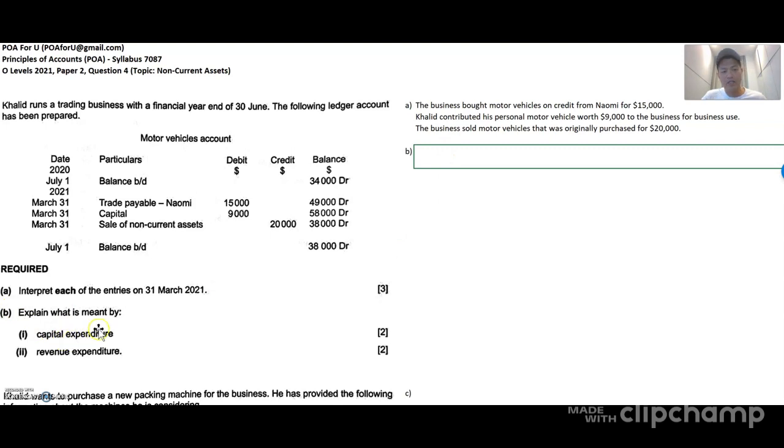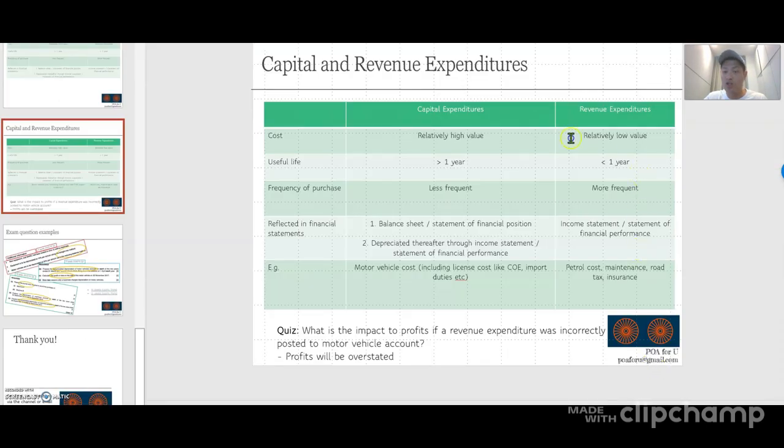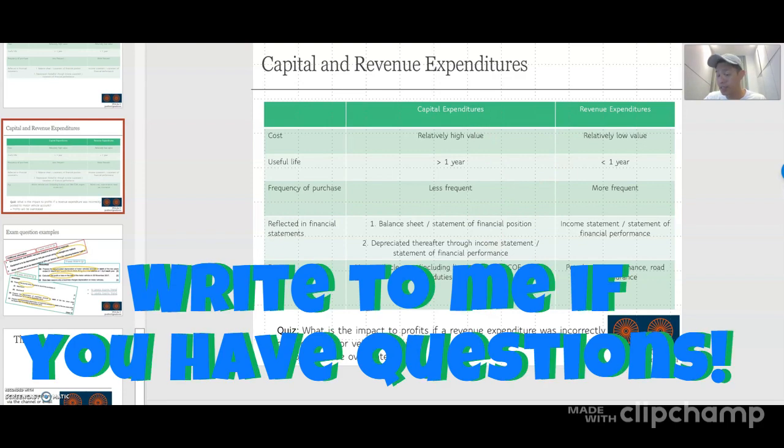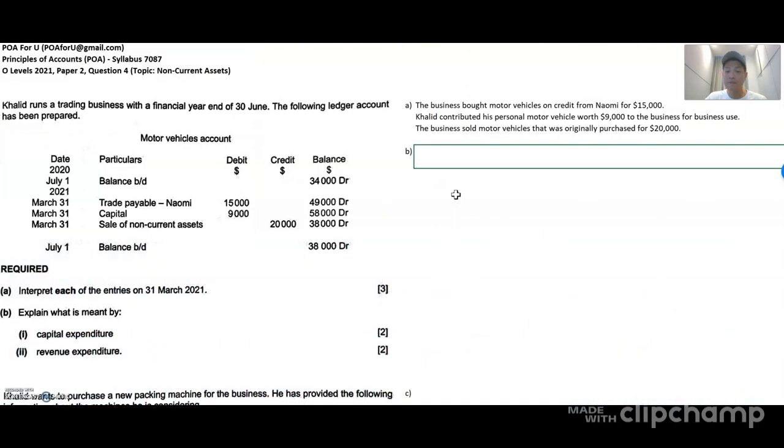Now the second part is, what do you mean by capital expenditure or revenue expenditure? I've got a video on this and I introduced it to you in the introduction. This video would share with you a table telling you what capital expenditures are, their characteristics, and revenue expenditures. But essentially capital expenditures are big purchases, and usually they last you for more than 1 year. So I would suggest that you describe that in your answer, and since it's 2 marks, give one example.